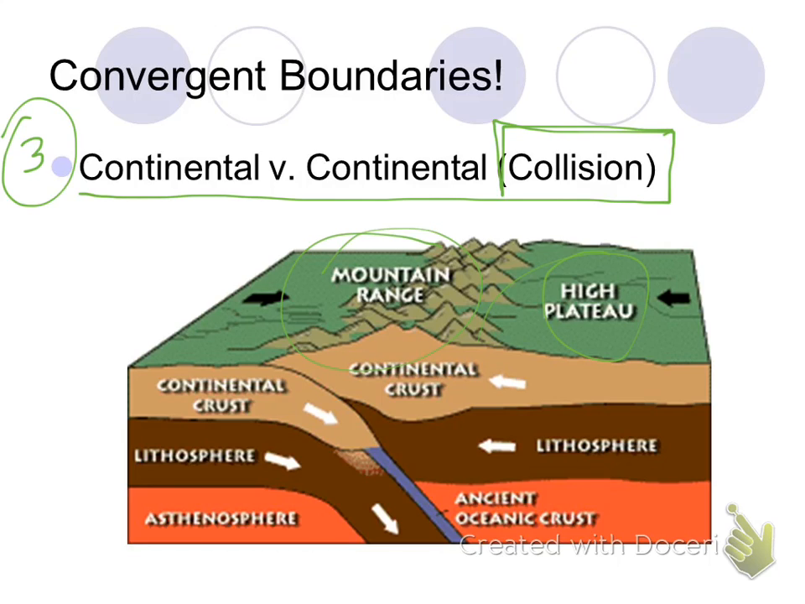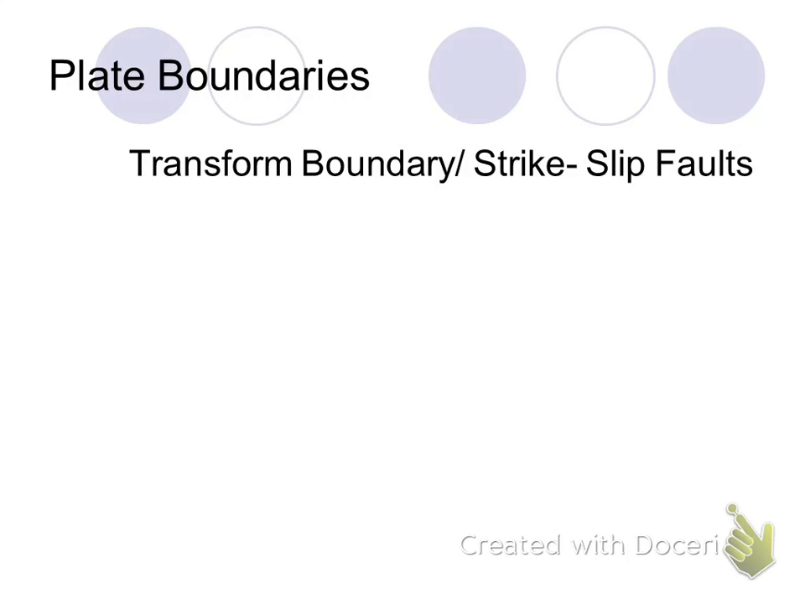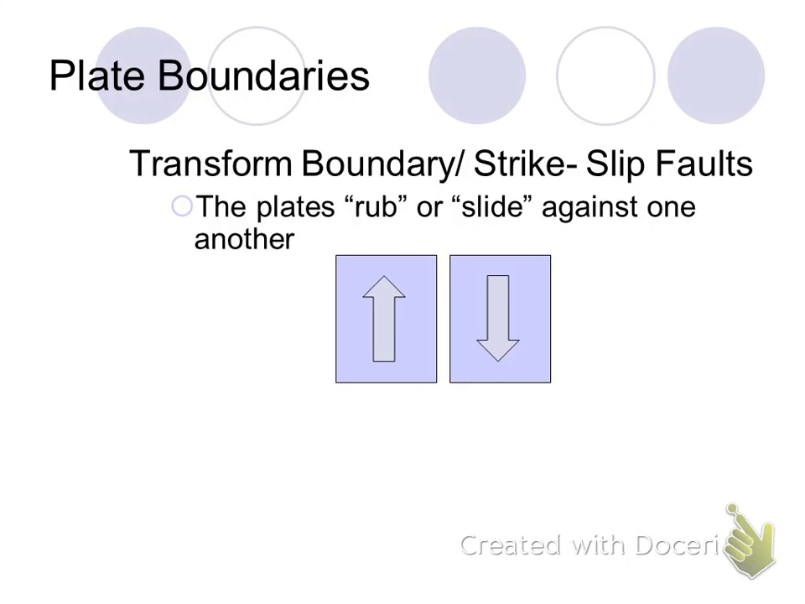So I'm adding to it. We've got one more. All right. Our last box, or your last box, number 3. Okay. Number 3 is transform. Transform boundary, we also call them strike slip faults. And go ahead and also draw your arrows in there.